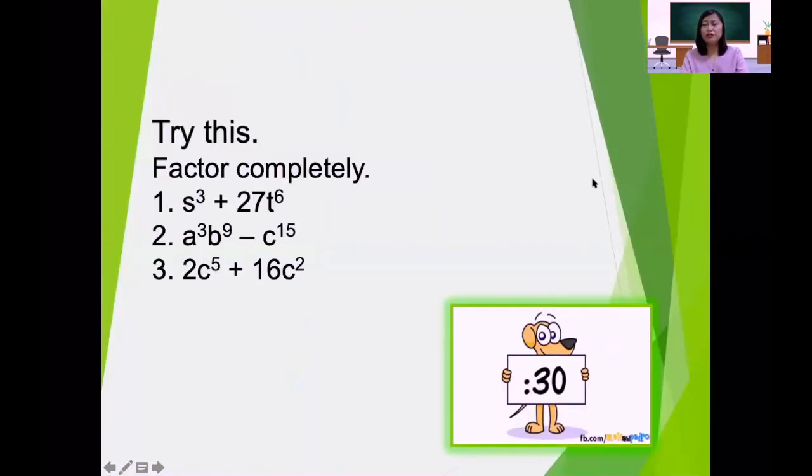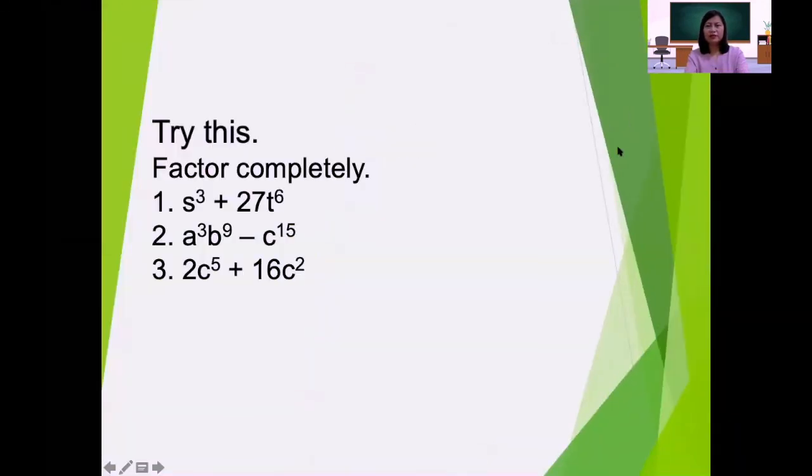Now, I want you to try this. I will give you 30 seconds to do the activity. Timer starts now. Time's up.